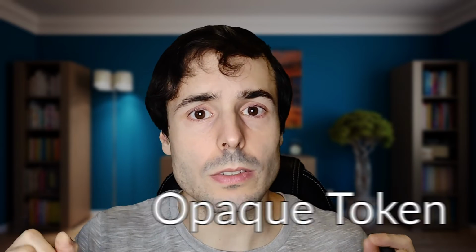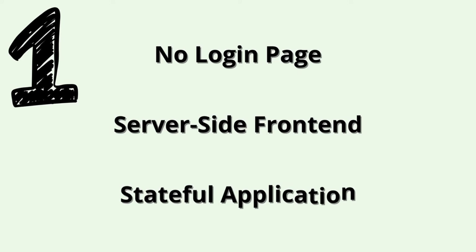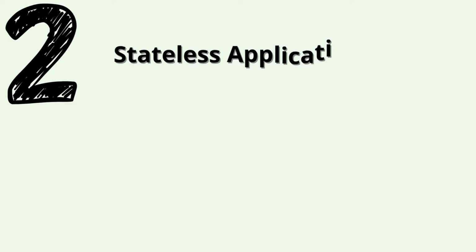First, I will use it to get the name of the authenticated user. Then the frontend will use it to validate each request to protected data. This is called an opaque token, as it contains nothing, just a random string. The implementation will be very different if I need no login page with a server-side frontend, a stateful application. But what if I want a stateless application with an Angular frontend and some public pages? Let's start implementing this simple example, and little by little the complicated extras.